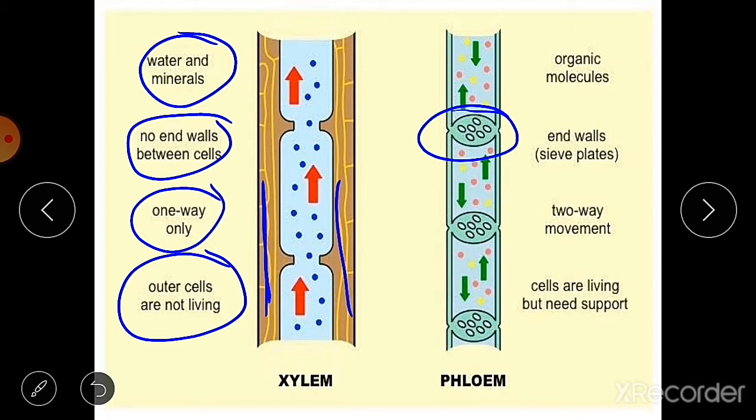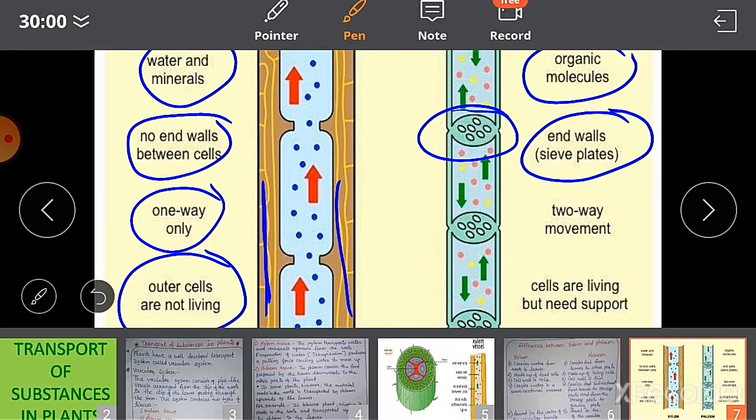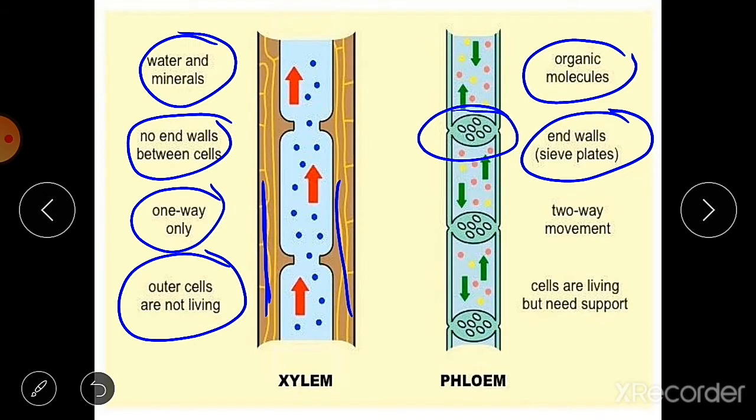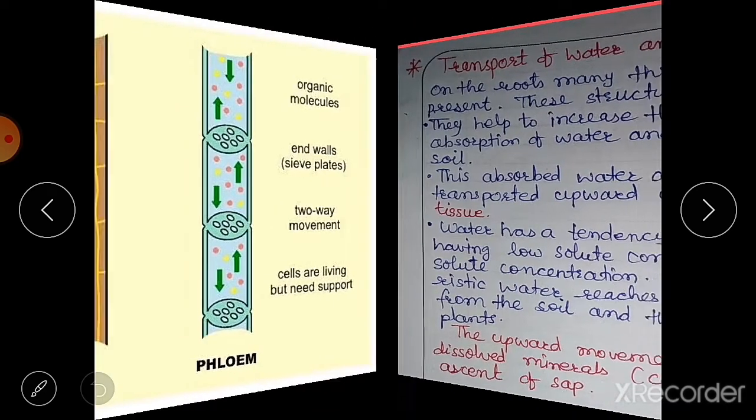Here it carries food, that is organic molecules like glucose. Then end walls are present there, like sieve plates, meaning they permit only the organic molecules here. Then two-way movement you can see here, and cells are living but they need support. So this is the difference between xylem and phloem.